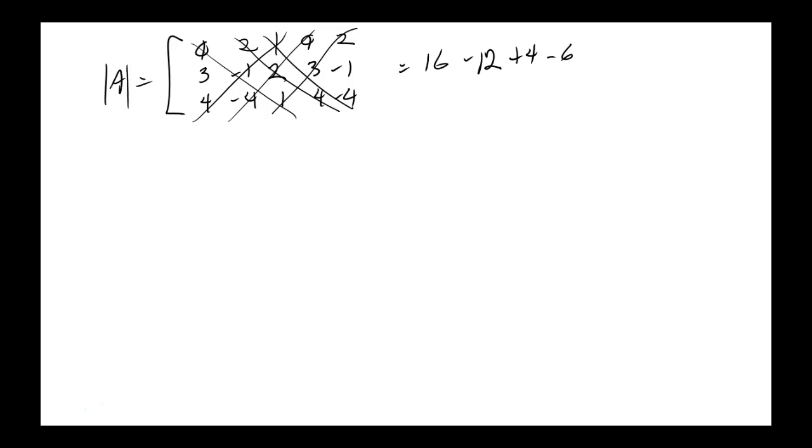Okay? Now, we combine these together. The positives are 20, and the negatives are 18, so this gives us 2. There you have it. And sure enough, that's what we got, 2.